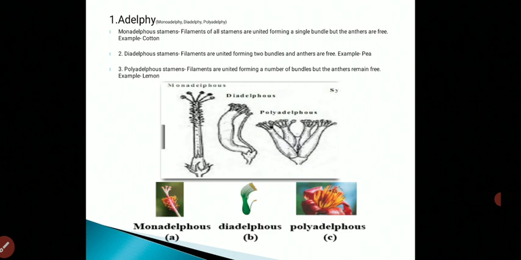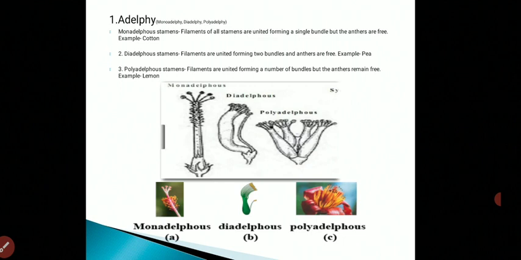Second condition is diadelphy. Here the filaments of stamens are fused to form two separate bundles. For example, in family Fabaceae, filaments of 9 stamens fuse to form one bundle and the 10th stamen remains free as a second bundle. This condition is found in Clitoria and it is called diadelphy. There are two bundles of stamens.